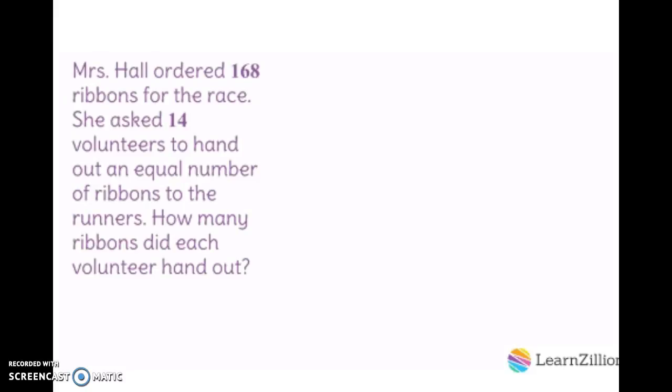168 ribbons for the race. She asked 14 volunteers to hand out an equal number of ribbons to the runners. How many ribbons did each volunteer hand out? The total is 168, the number of ribbons, and there are 14 volunteers, so the problem that we're solving here is 168 divided by 14.